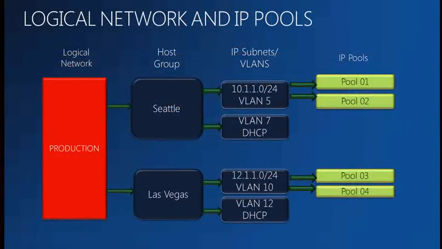So this is how your logical network and static IP pool architecture looks. We have a production logical network. It can be assigned to multiple host groups. It can even be two different geographical locations. Each geographical location will probably have its own IP subnets, and each IP subnet may have a different static IP pool. So if I need to deploy a VM, I don't really have to worry about whether I should get a 10.x IP address or a 12.x IP address. I should just go ahead and deploy that VM in the production network, and VMM automates the placement of that virtual machine.